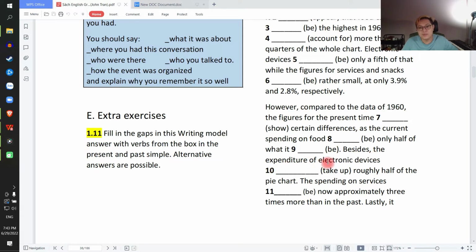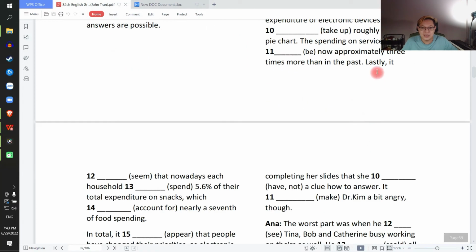Besides, the expenditure of electronic devices takes up roughly half of the pie chart. The spending on services is now approximately 3 times more than in the past. Lastly, it seems that nowadays each household spends 5.6% of their total expenditure on snacks, which accounts for nearly a seventh of food spending.